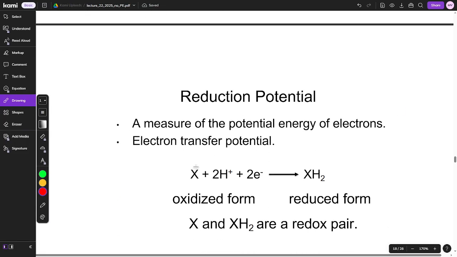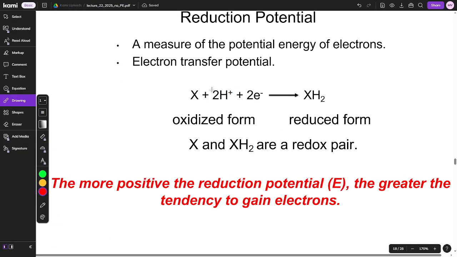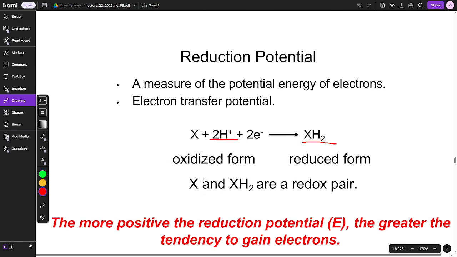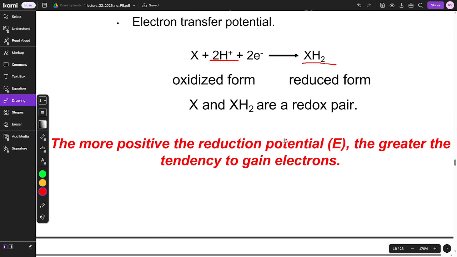And this is where the introduction of reduction potentials comes into play. So we know that the oxidized form of something has no electrons and the reduced form has electrons, right? So they are a redox pair. A redox reaction has to have one thing oxidized and one thing reduced. In this case, it's not really a redox reaction. This is the reaction that is required for a reduction to occur with hydrogen. That's the way of thinking about it.